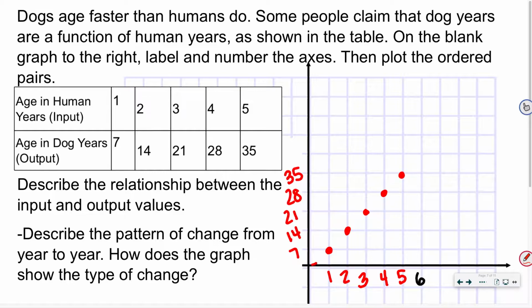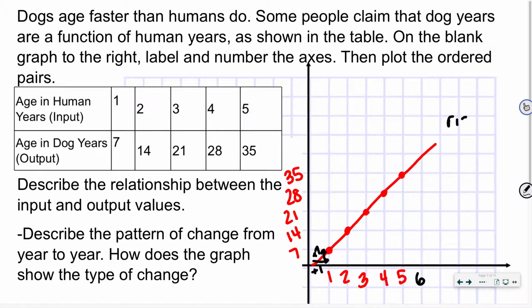So that's a line. What do you notice about this relationship? How's it changing from 1 year to the next? We're increasing by 7. Every 1 year for human life, we are increasing the dog's life by 7. That increase of 7 is what for this line? It's the slope. For every 1 year I'm advancing, I'm increasing 7. So I'm going over 1 and up 7.